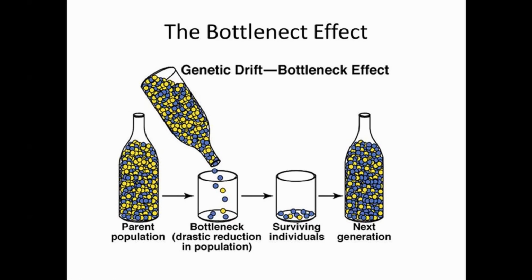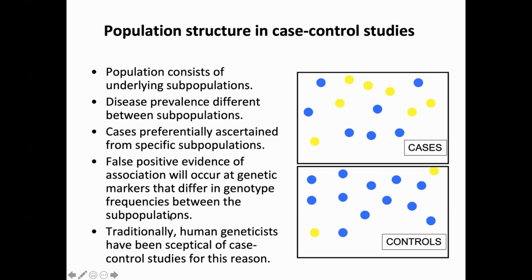And we end up with two populations which have different allele frequencies. Now, we start a case control analysis and we pick individuals from both populations. If one of the populations has a higher prevalence of disease, then we will find a false positive association from all the genetic variants that differ in allele frequencies between those two populations, including the example blue-yellow one. This is why traditionally human geneticists have been skeptical about case control design and prefer family-based studies.